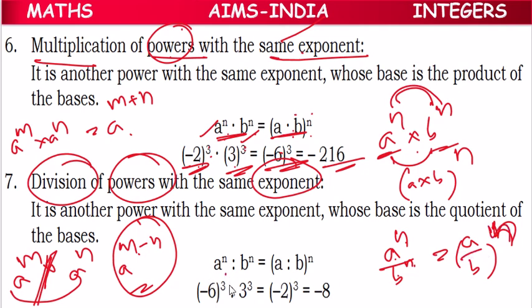Minus 6 whole cube, 3 cube. So minus 6 cube by 3 cube, we can write it as minus 6 by 3 whole cube. 6 divided by 3 is 2, minus 2 cube, which is minus 8.